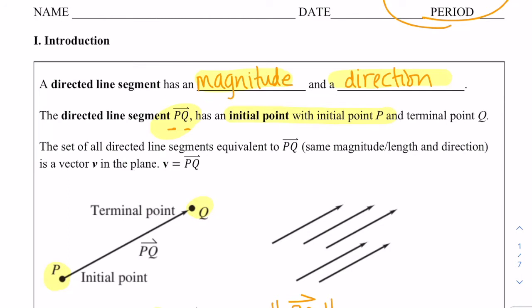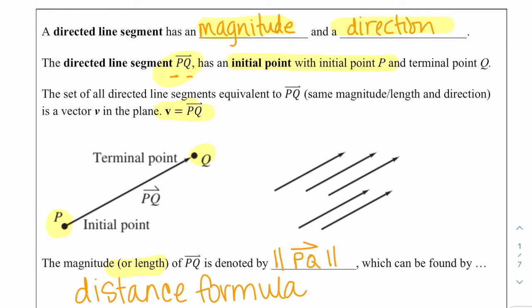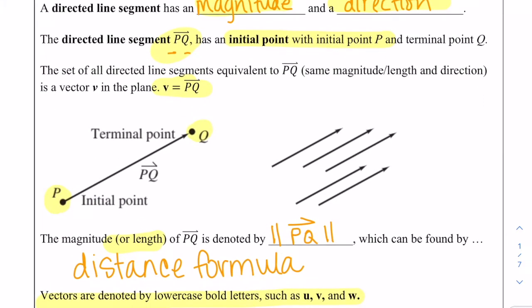So if we're going to describe vector V as a directed line segment, we often use lowercase bold letters to describe the vectors. And if we're figuring out the magnitude, well, that's easy because that's also considered the length. So we use those two symbols that look like parallel lines and put the vector inside. Whenever you want to find the magnitude, we could just use the distance formula because it is the length.